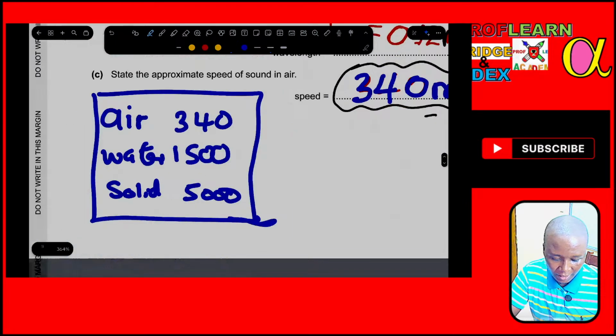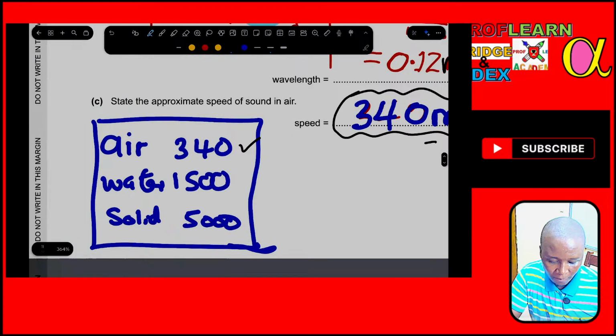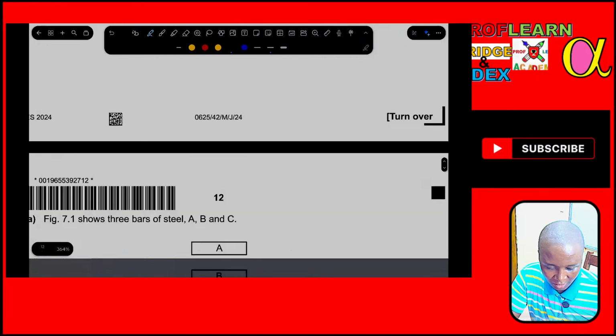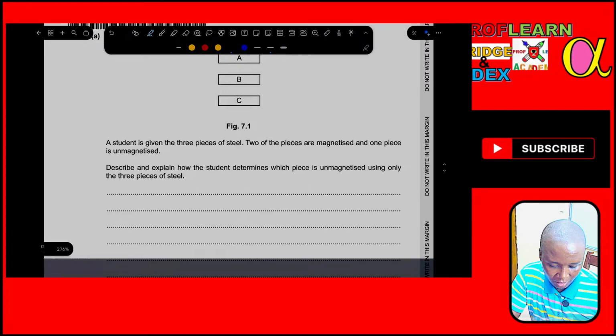Speed in air is around 340. In a liquid or water it is around 1,500. If you are going to be asked about a solid, it is around 5,000. So those are some of the concepts that you really need to understand as far as this particular question is concerned.